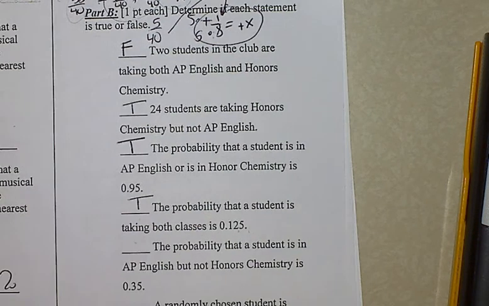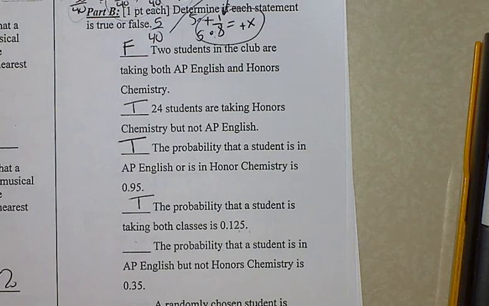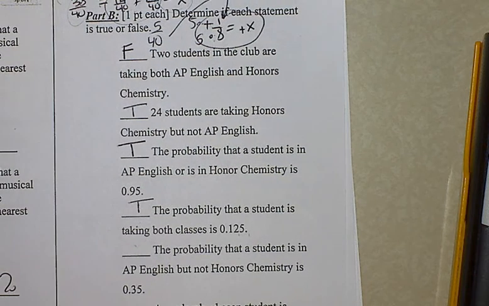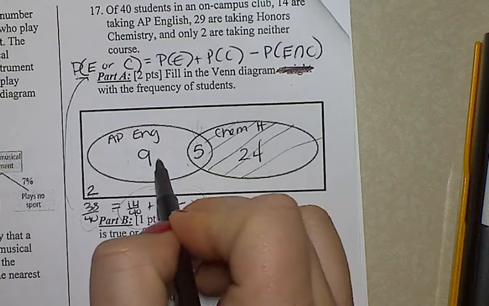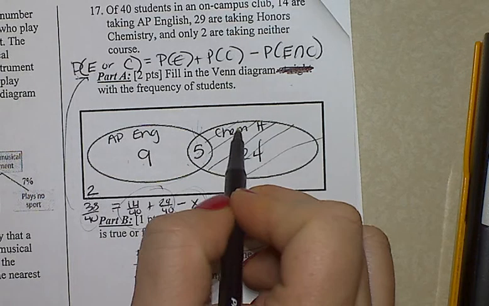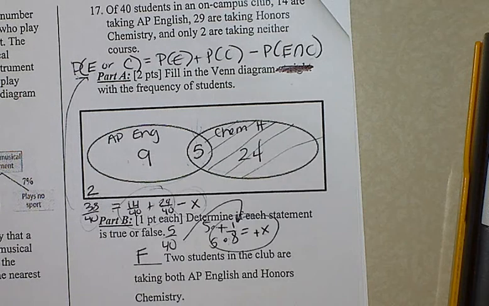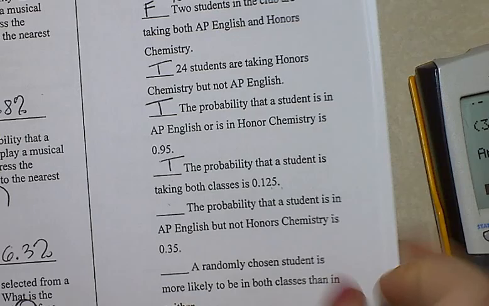The probability that a student is in AP English but not in honors chemistry. Again, the probability that a student is in AP English but not honors chemistry. So how many students are in AP English but not honors chemistry? 9 out of 40. Please divide. Is it the same as 0.35?